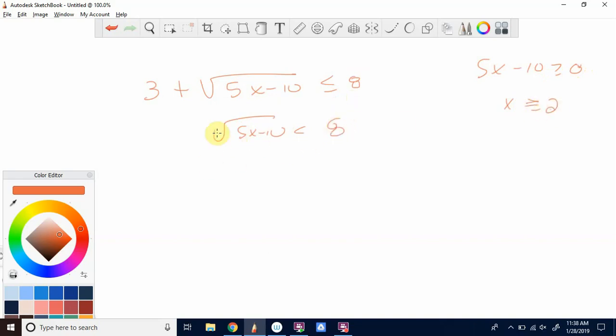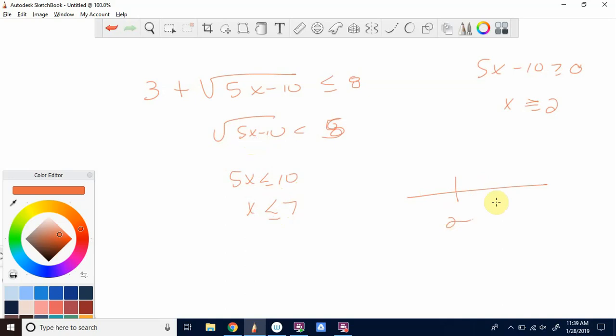Then we solve this, right? Move the 3 over, so it's 5. Square it, we get 5x minus 10 less than 25. We solve it, and if I did this all right, which I didn't do because I'm rushing, you're going to get x less than or equal to 7.